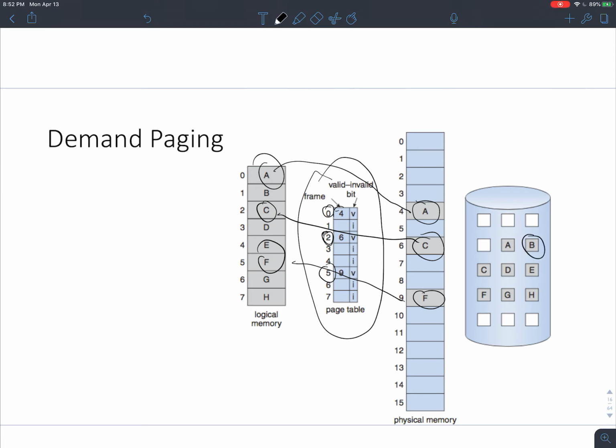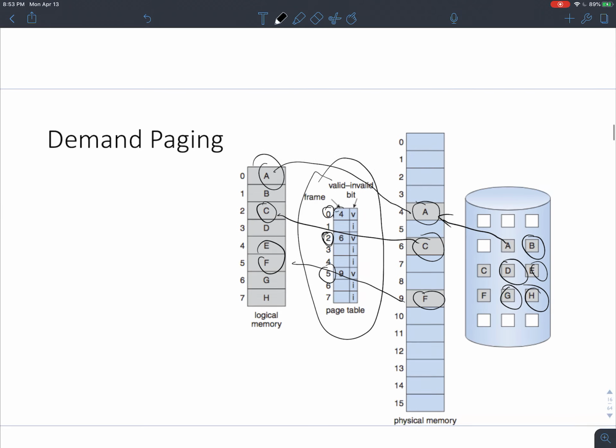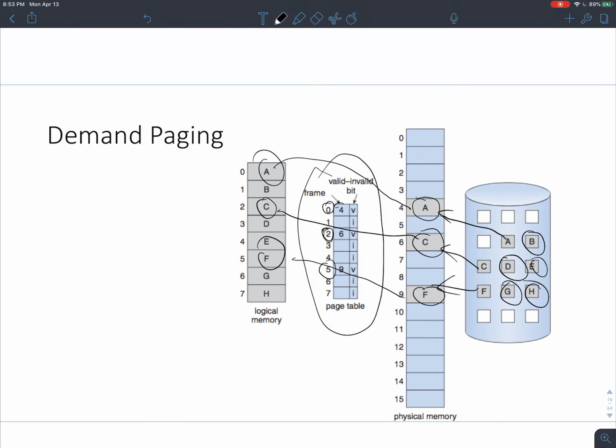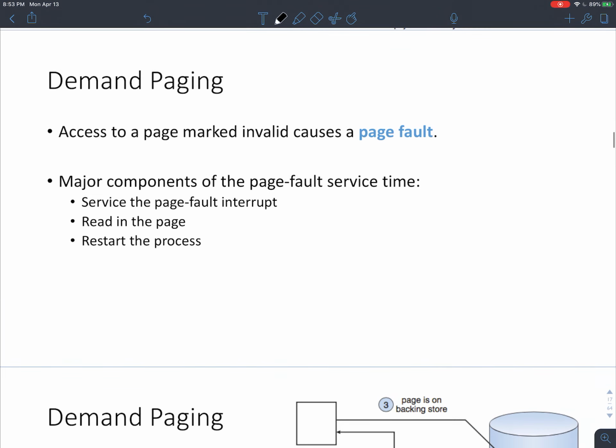While all the other pages are still on the hard drive, say we have B, D, E, G, and H. Here you may wonder, how come A, C, F are still on the hard drive? This is because we just copied the information from A, C, F to the memory, and their original copies are still located on the hard drive.